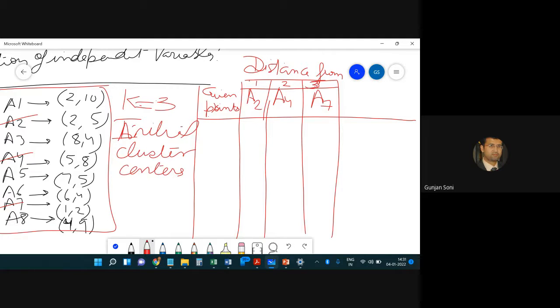Distance of individual point. So all the points we can write them over here: A1, A2, A3, A4, A5, A6, and A7. For simplicity, we just use the formula for calculating the distance as modulus of x2 minus x1 plus mod of y2 minus y1. We simply use this distance.